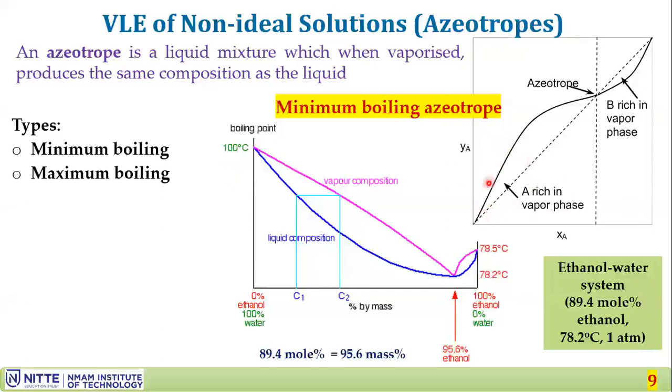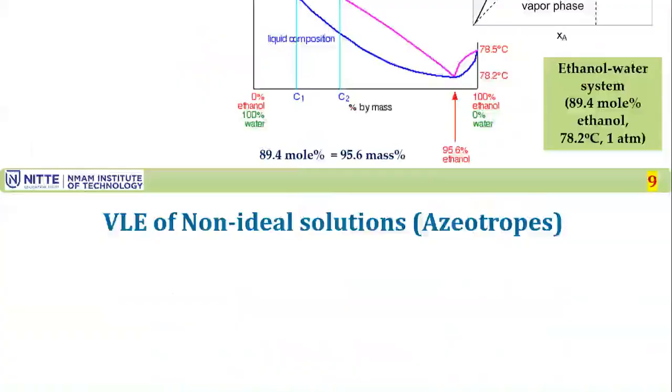Now this is a graph for x versus y. For some points it goes up, it goes down. So it's not completely above the diagonal line always. First it is above the diagonal line, then it goes below the diagonal line. Now for the maximum boiling azeotrope, how does it look? Just imagine it. Okay, let's have a look at it.